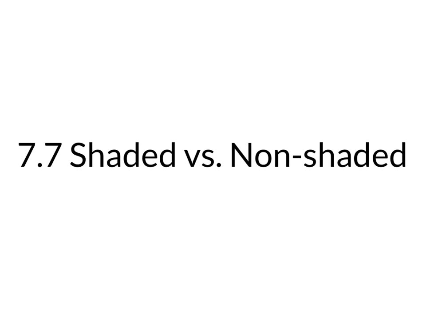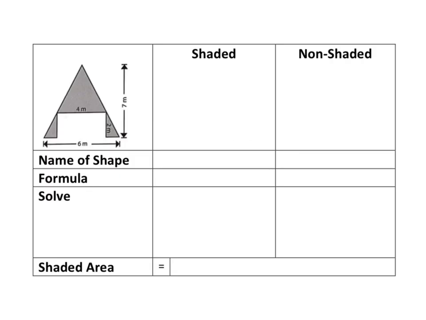Today we are going to talk about shaded versus non-shaded shapes. Here we are given our first example. So if you see over here, we have a shaded triangle with a non-shaded rectangle taken out of it. The objective here is we're finding the area of the shaded area.